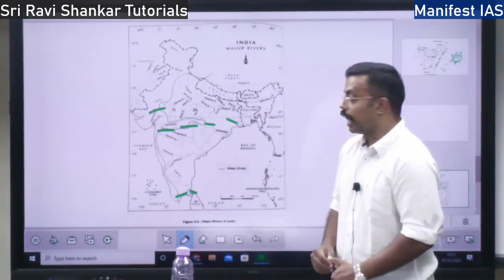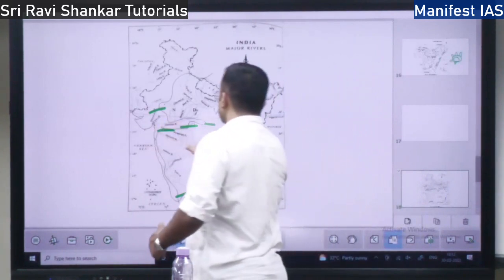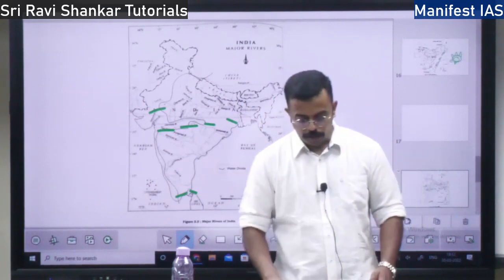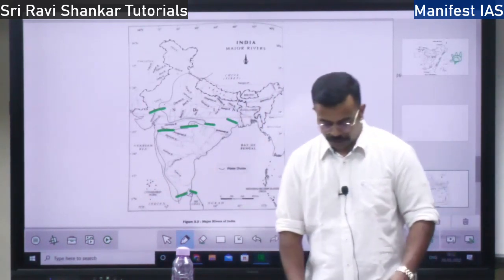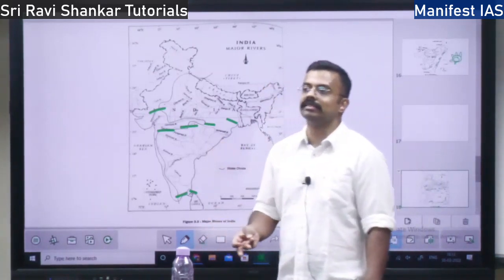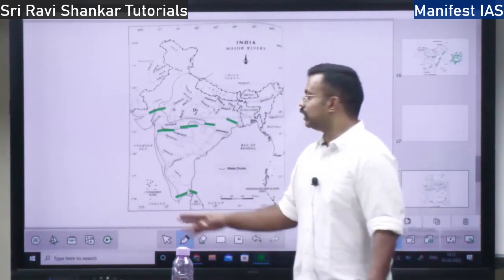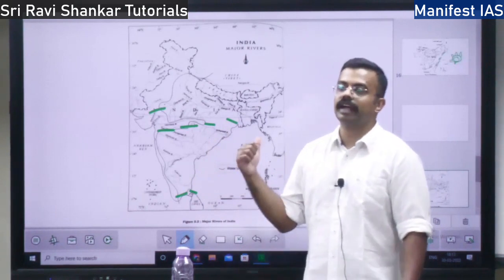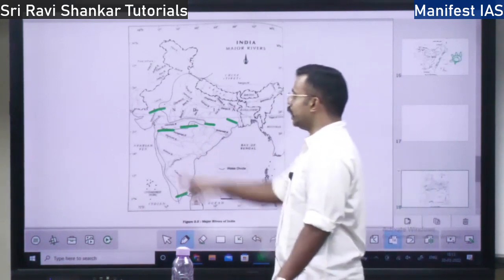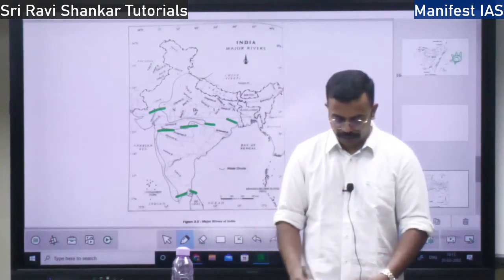Then you have the Eastern Ghats. It is eroded by rivers. Whatever rivers come from this side have broken the Eastern Ghats into multiple parts. So here you have multiple mountains: the Javadi Hills, Nallamalla Hills, Mahendragiri Hills, Garjat Hills. All these hills are in the Eastern Ghats, right? Where do the Western Ghats and Eastern Ghats meet? Both of them meet at the Nilgiri Hills.